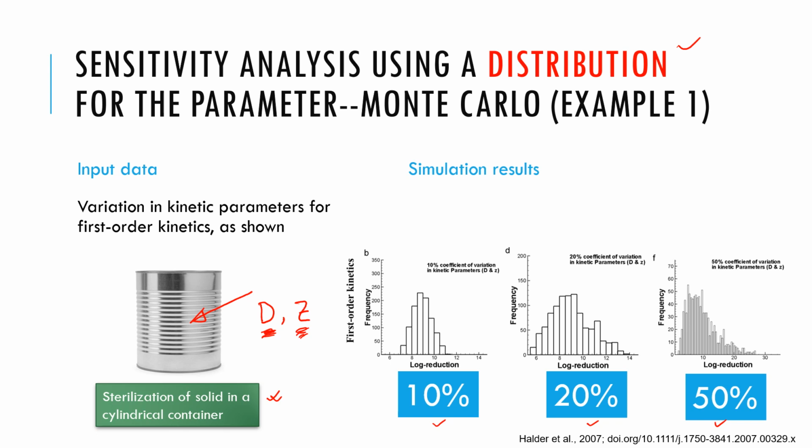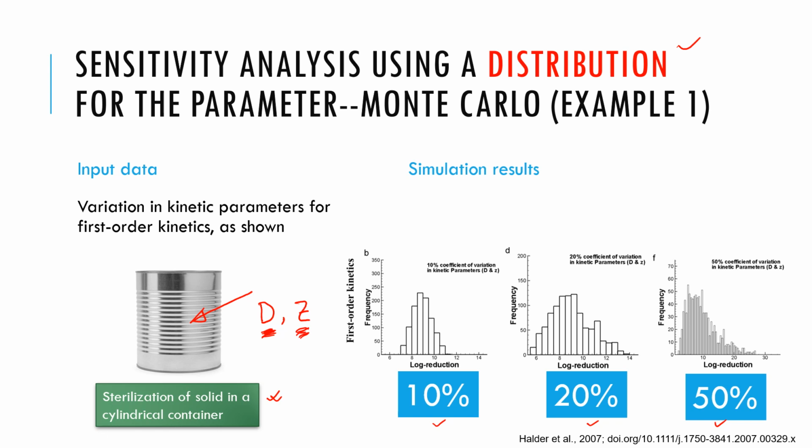And then, from this distribution of D or Z, we choose a set of random parameters. So we generate a set of random numbers and choose a D value and a Z value and do a simulation. Then go back and choose another D and Z values and run the simulation again. So we keep doing it for many, many times, and then the final result is plotted here.